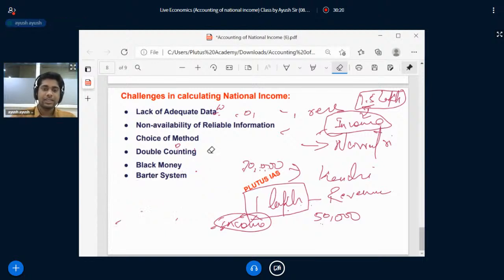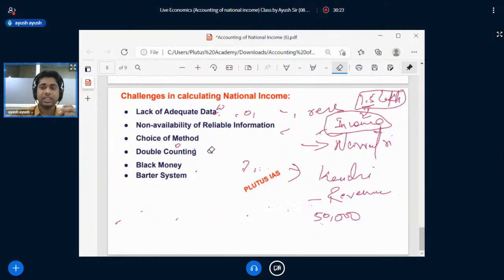So there are three methods via which GDP would be calculated. So income is clear, no?